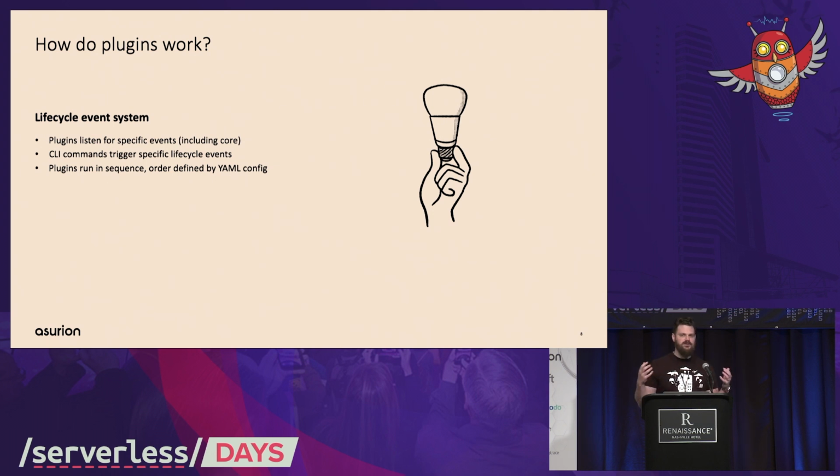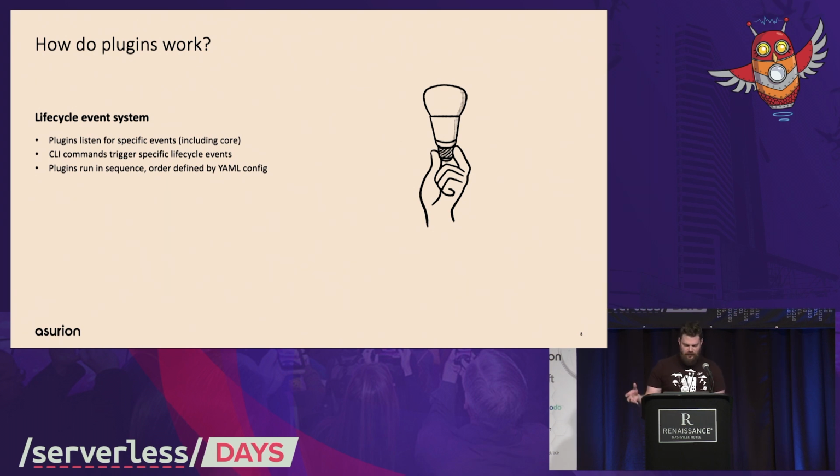Under the hood, all of the plugins, whether they're in the core framework or you've added them in your Serverless configuration, are going to be listening to these lifecycle events and running code based on that. You can also trigger a new event. You can register new events with your own plugin, and you can even create new CLI commands if you want.